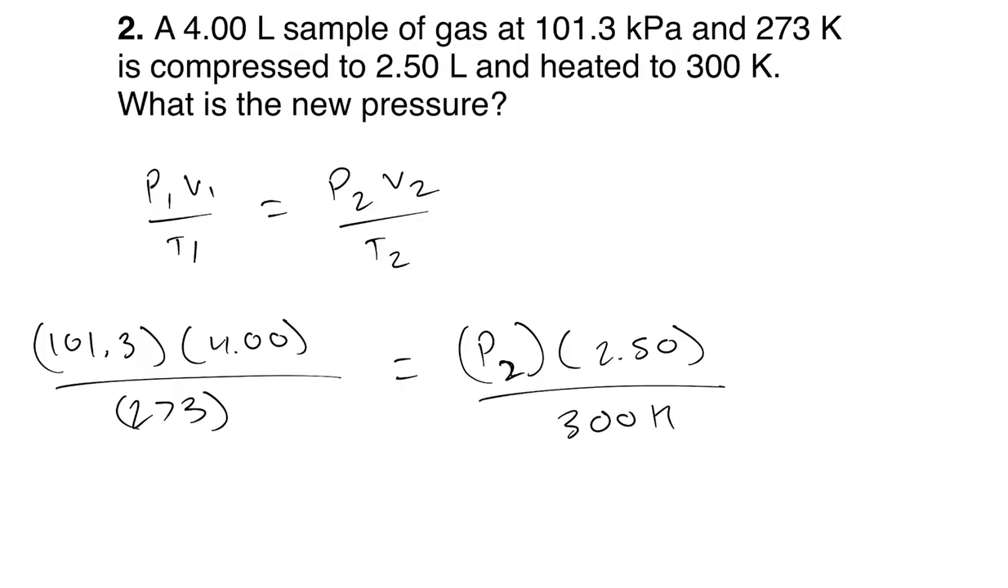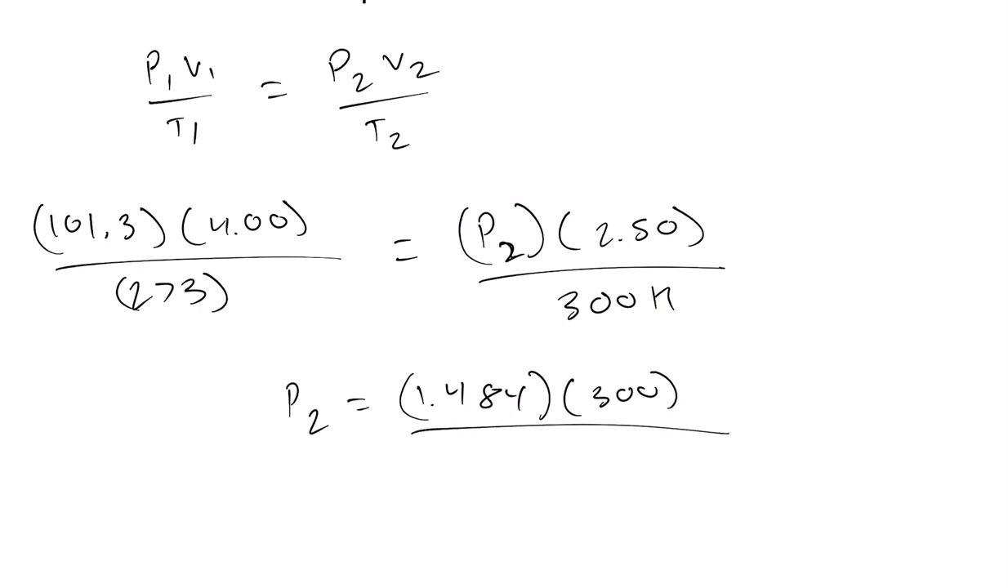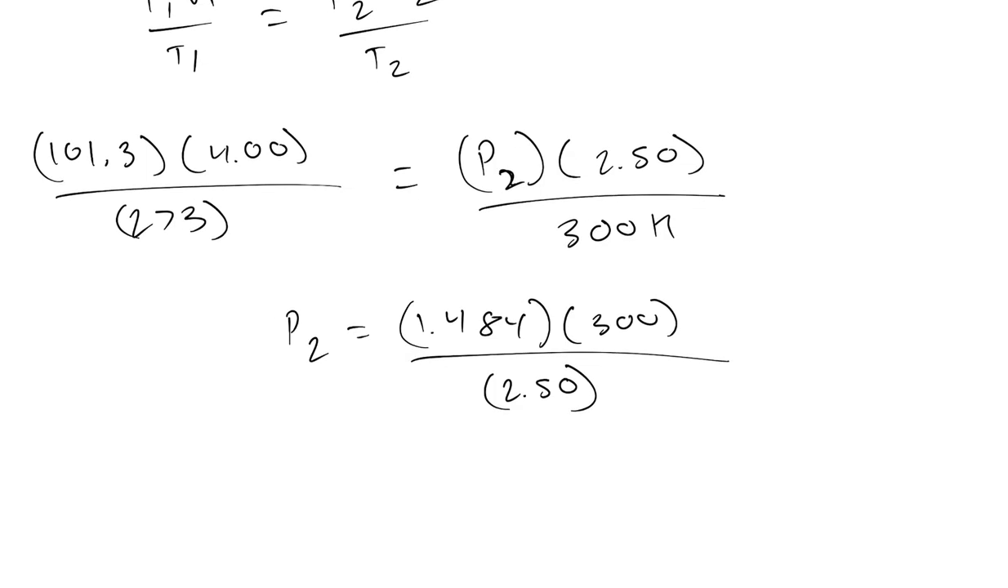Now to isolate for P2, when we simplify it out and do a little bit of multiplication, P2 is going to be equal to 1.484 times 300 all over 2.50. When we plug this into our calculator, P2 is going to be equal to 178.1 kilopascals.